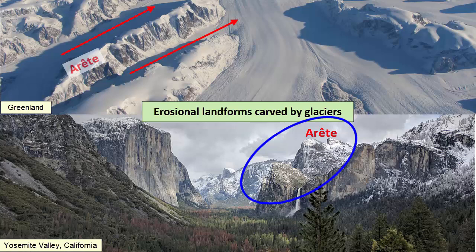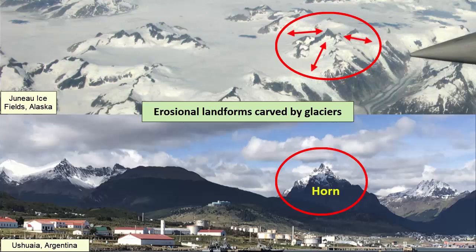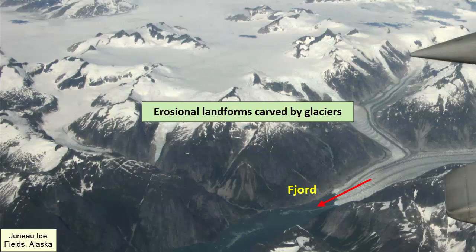Where two valley glaciers run parallel to each other, the rock in between can be carved upward and downward into sharp, knife-like, thin ridges, which we call aretes. And where many valley glaciers form outward from a single point, eroding downward, sideways, and backwards, their respective cirques can collectively carve back and meet at a single sharp peak called a horn. When U-shaped valleys fill with ocean water, we call them fjords.